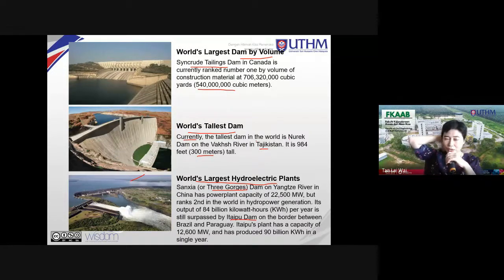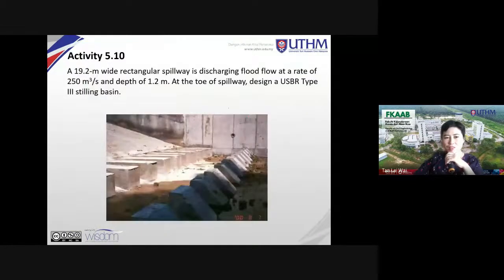They also give you, I think, in Wikipedia, the height of the dam, as well as the width and other characteristics of dams in Malaysia. Okay, you can try this out, activity 5.1.